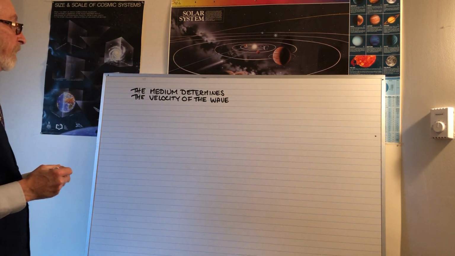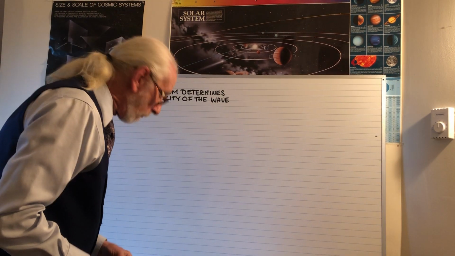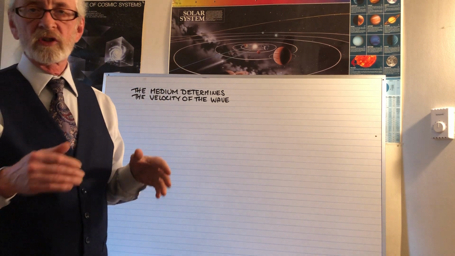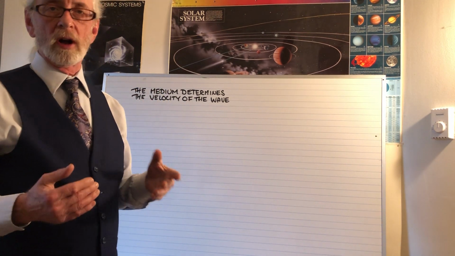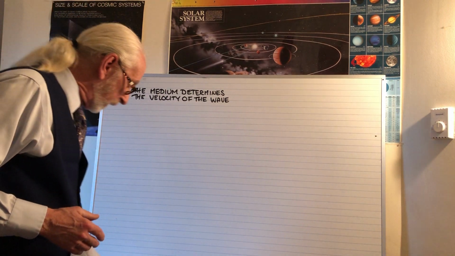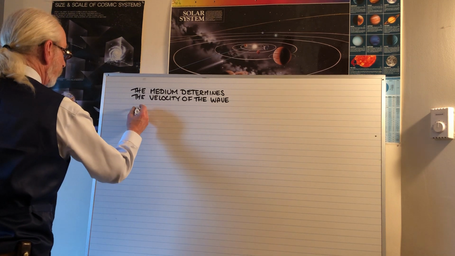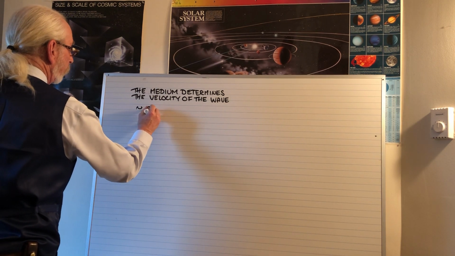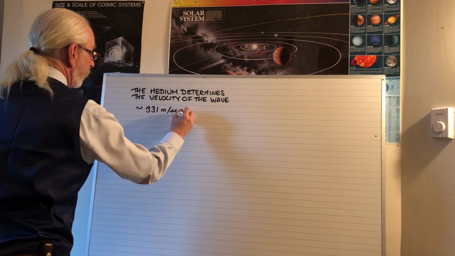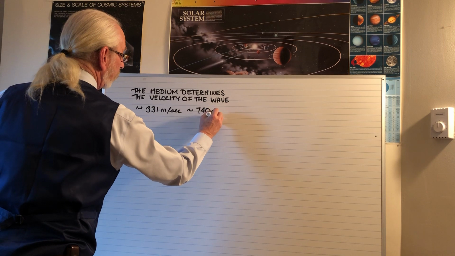That's right. The medium determines the velocity of the wave. And so here at roughly sea level, in this nitrogen-oxygen soup that we walk around in, the speed of sound in the air is approximately 331 meters per second. And that comes out to somewhere around 740 miles per hour.